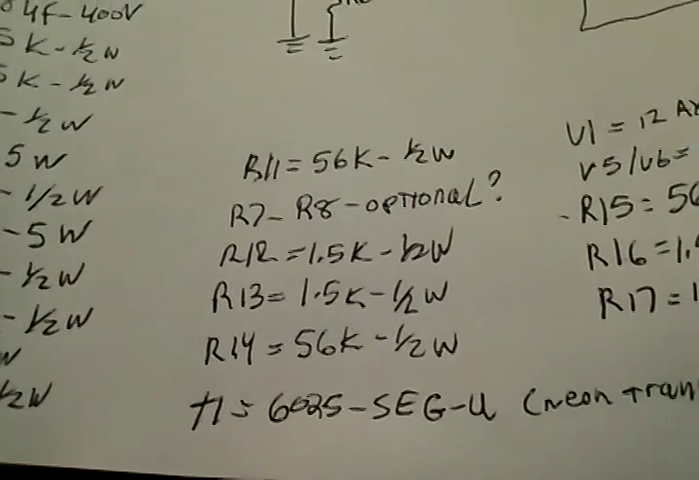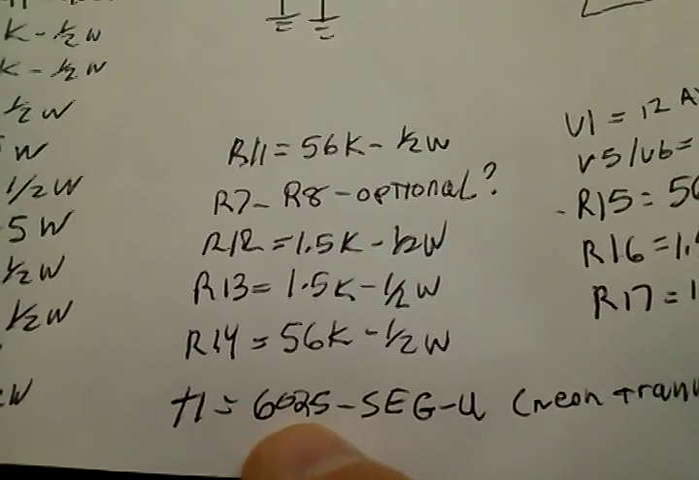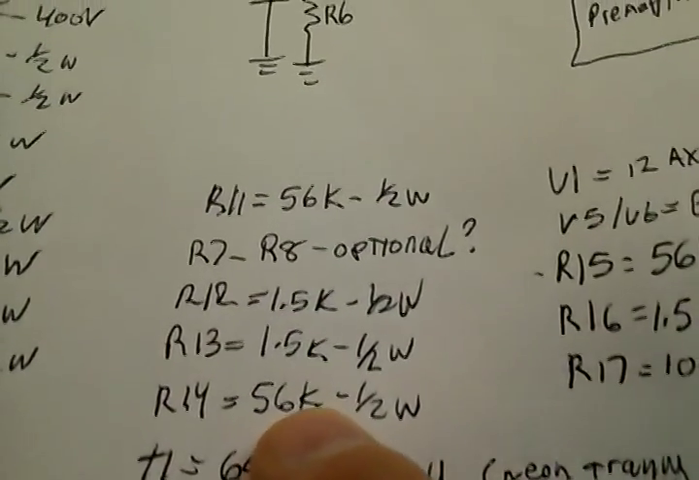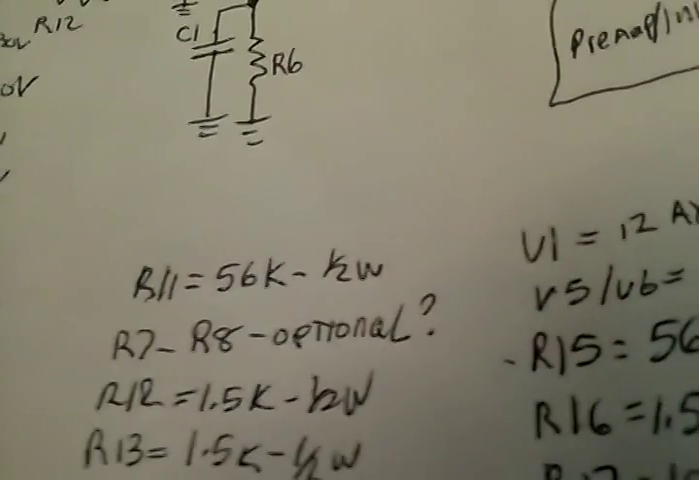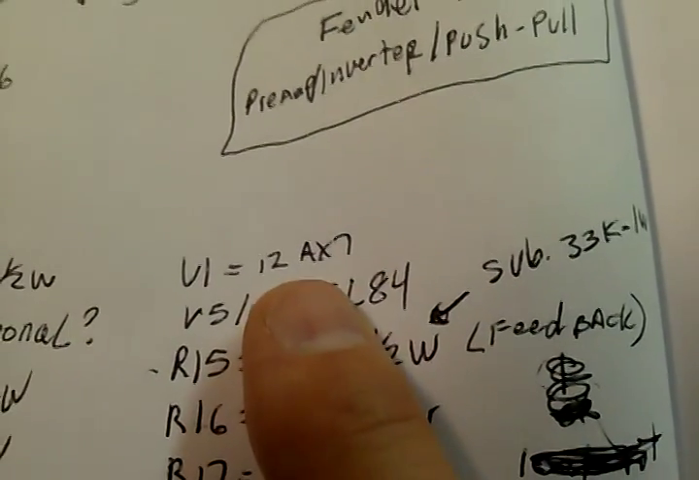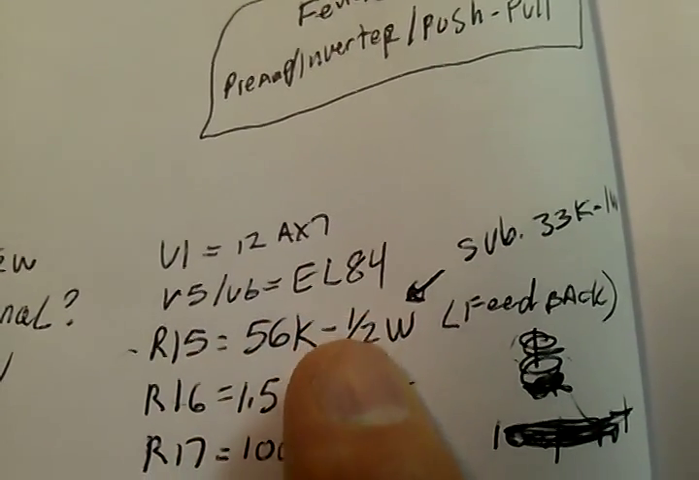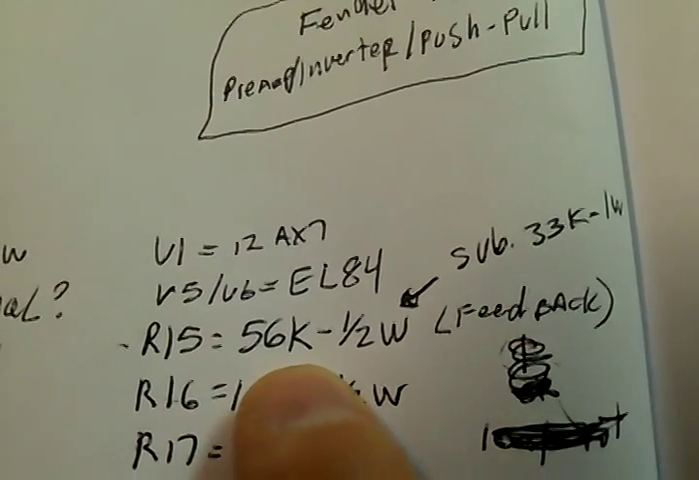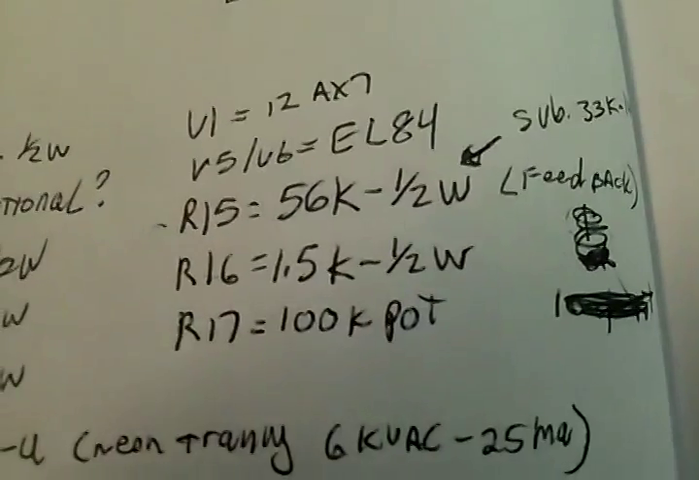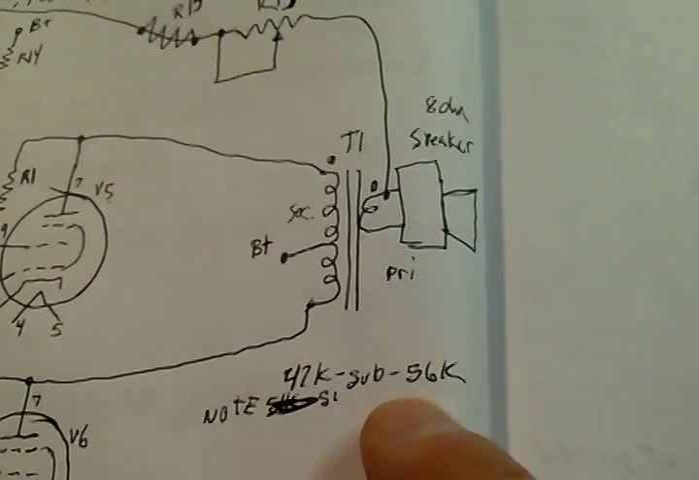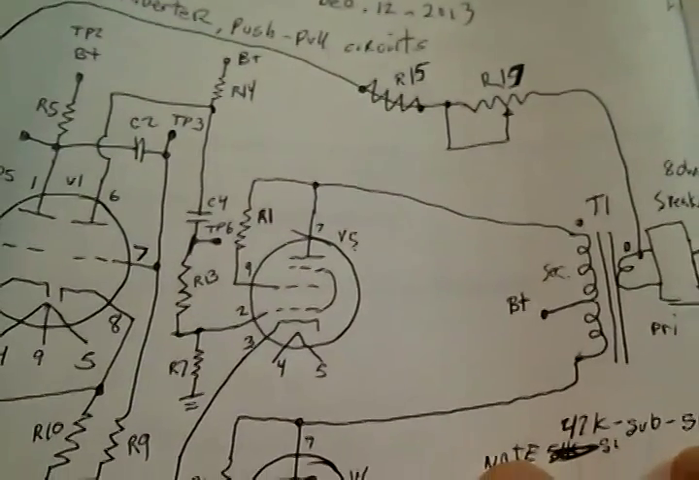R10, T1, again, this is the Neon Transformer 6025-SEG-U. And these are the values of the caps and resistors. 12-AC7s and the EL84s. We substituted 33K for this, and 47Ks for the 57 resistors, so we had in stock.